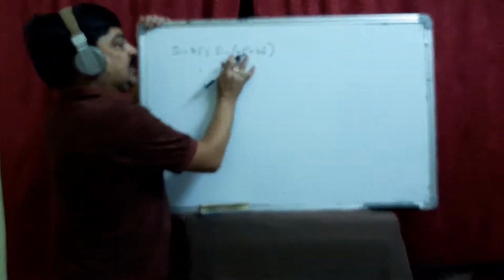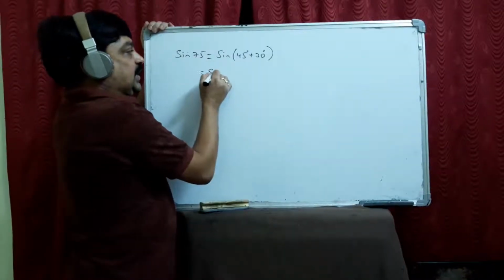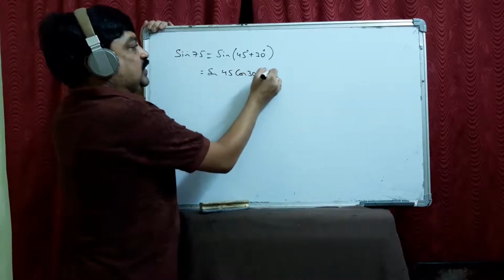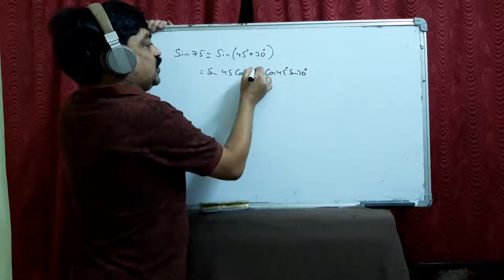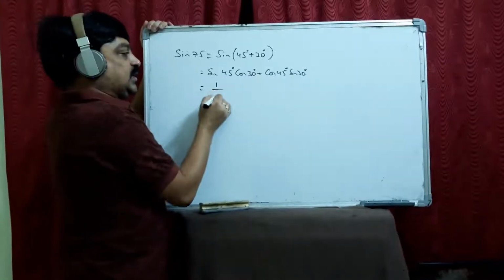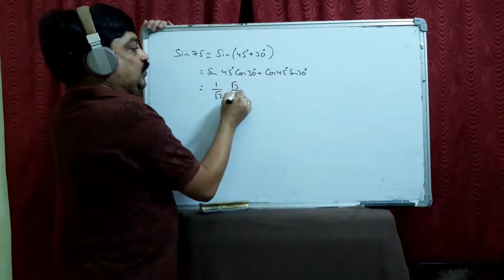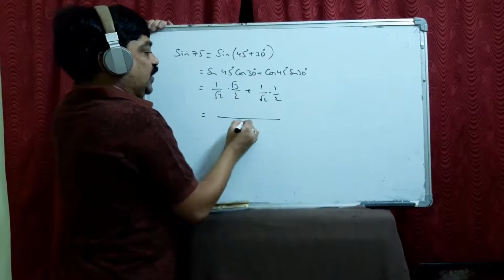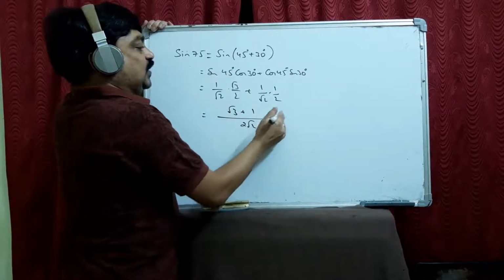Now it looks like sin A plus B. Sin A plus B you can write as sin A cos B plus cos A sin B. Just substitute the values: 1 by root 2 into root 3 by 2 plus 1 by root 2 into 1 by 2. So the denominator becomes 2 root 2. It becomes root 3 plus 1 by 2 root 2.